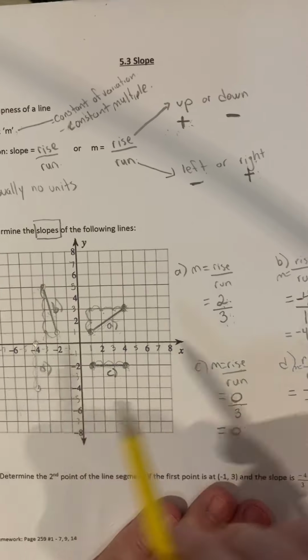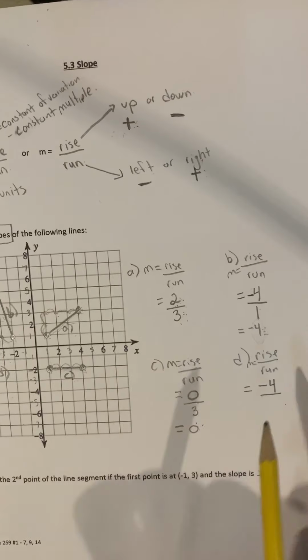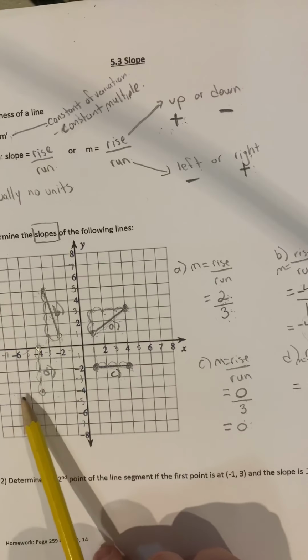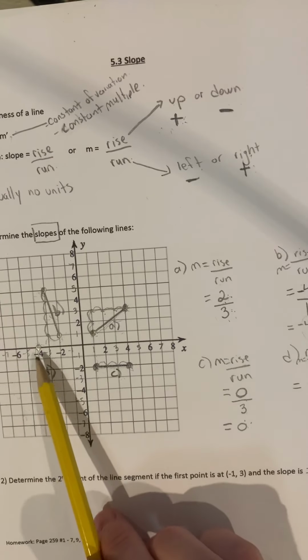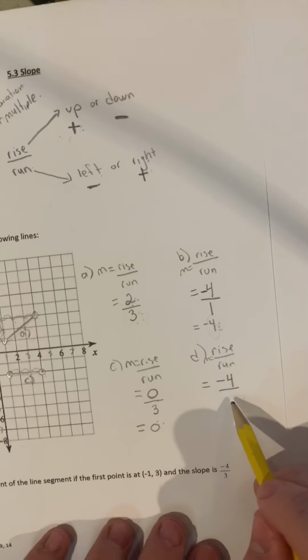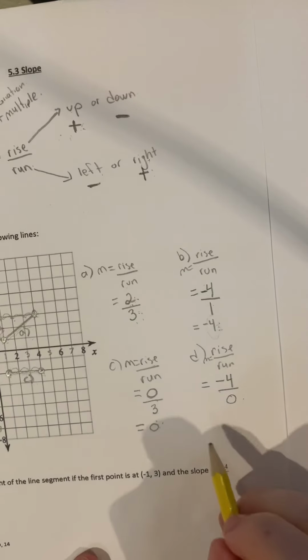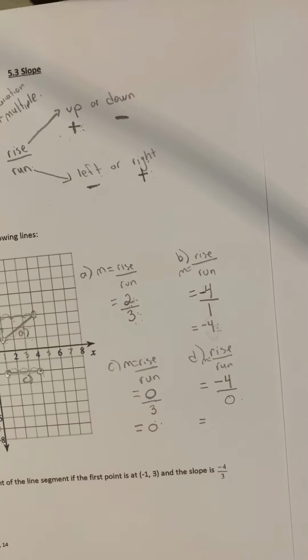Okay, but now what's our run? Our run is how many spaces we go left or right. So from here, I go from here to here. I don't go left or right at all. Okay, so I don't move left or right, so that's 0. Okay, so negative 4 over 0.